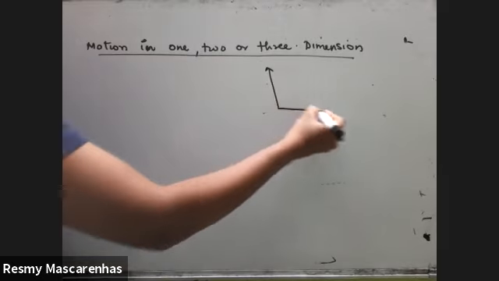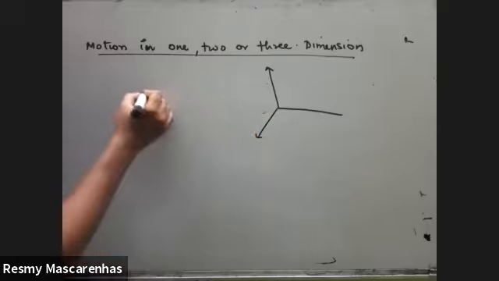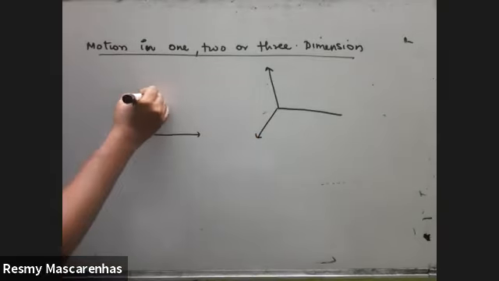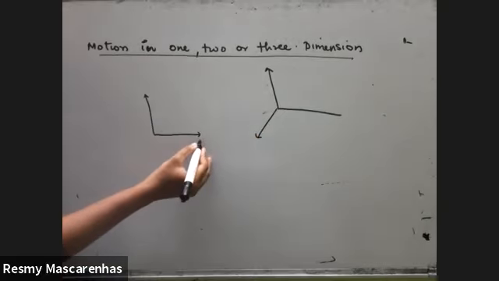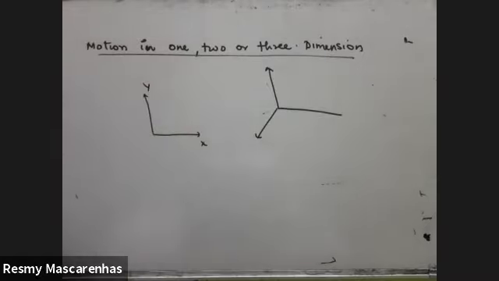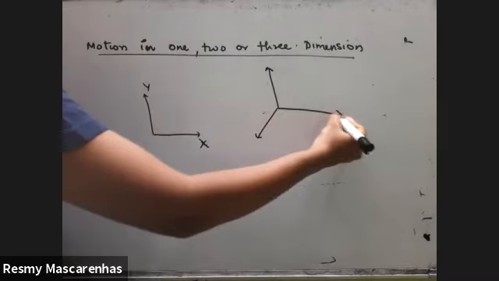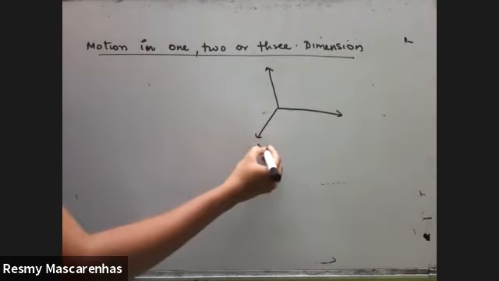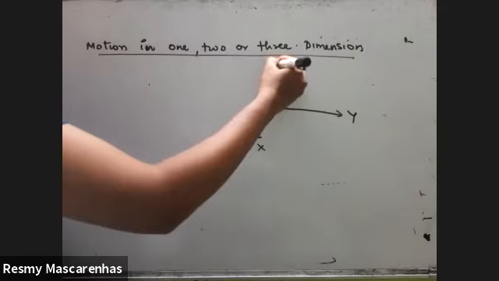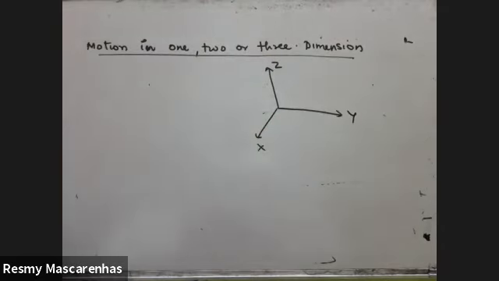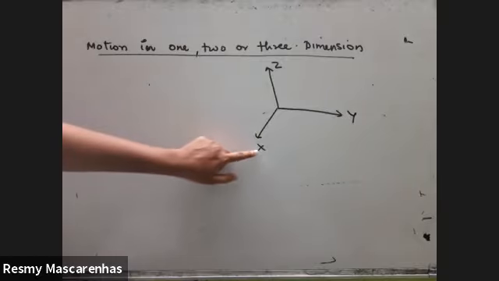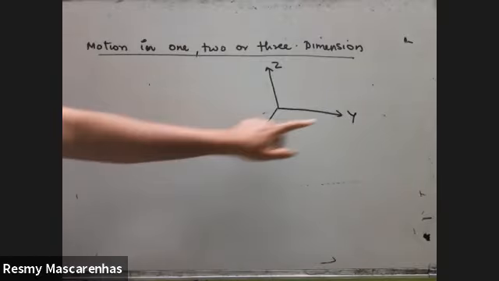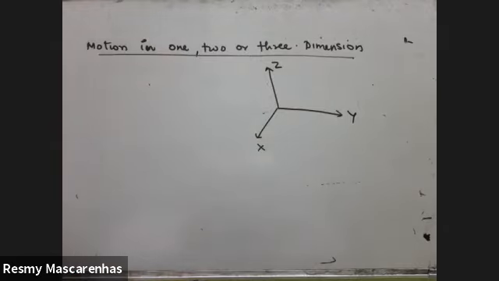Three dimension means, till now whenever we were plotting a graph, we always came across x-axis and y-axis. But in three dimensions you will have three axes, that is your x-axis, y-axis and your z-axis. X is always written here, y here and z here.